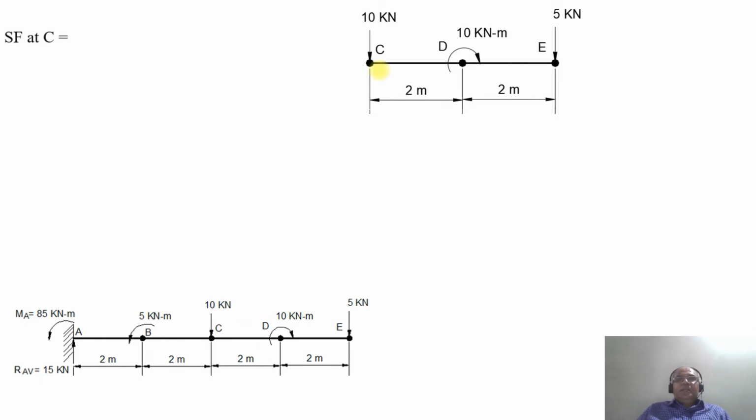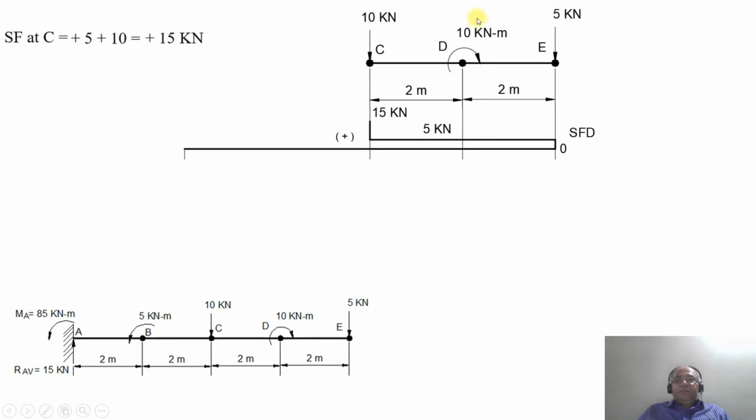So between D and C, SF remains constant. So that will be equal to minus 5 kilonewton, sorry, plus 5 kilonewton. At the point C, since you have a 10 kilonewton point load which is acting, so plus 5 plus 10, it is going to become plus 15 kilonewton. So at the point between D and C, as there is no other load, SF remains constant at 5 kilonewton.